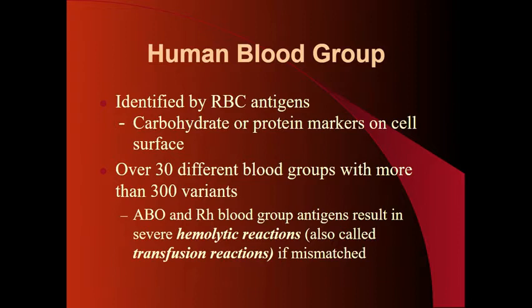Of all those different blood groups, the two that are the most obvious and the ones that cause the most severe reactions if they're mismatched are the ABO and the Rh blood groups. These, if mismatched, will result in severe hemolytic reactions, also called transfusion reactions. And we don't see this severe reaction in some of these other blood groups, which is why we don't hear of them as often.